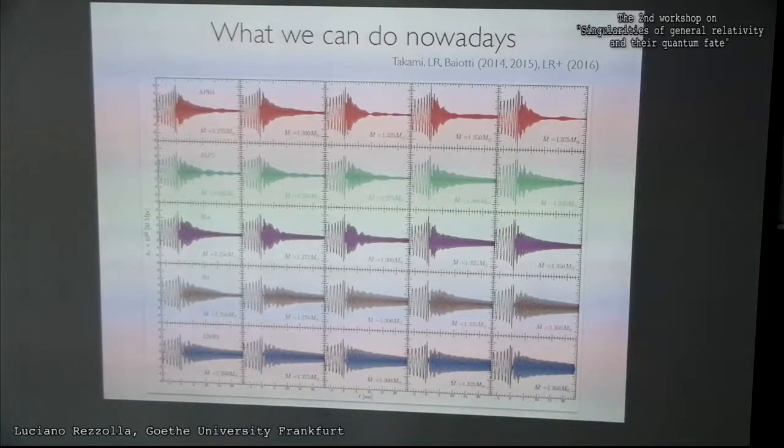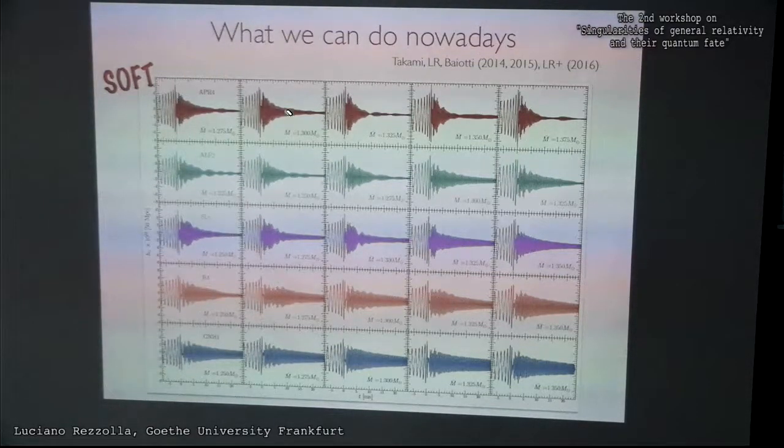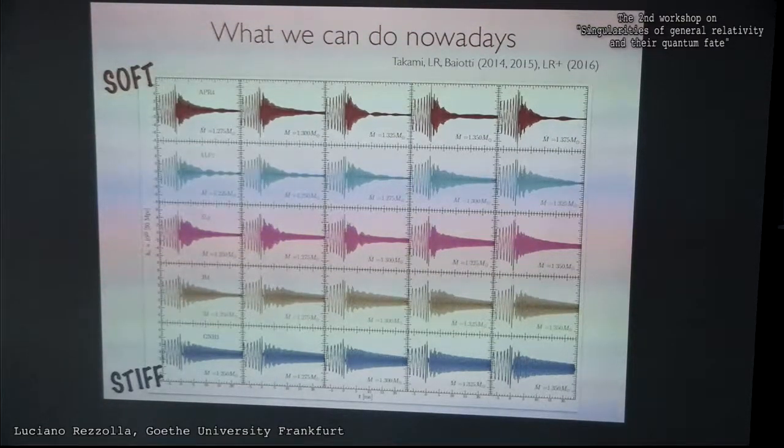So this is the kind of thing we can do nowadays, colorful plots essentially, where you can see these are different equations of state with different colors, and different columns are different masses. These calculations alone took more than a year on a supercomputing cluster, and I can explain everything you need to know in about a minute. So these are soft equations of state, these are stiff equations of state. You can appreciate that if you have a soft equation of state, the post-merger signal is very weak. Okay, it's a fraction of the pre-merger signal. This is simply because a soft equation of state means that those two stars can be very, very compact, they're very small, and so the gravitational wave signal is small.